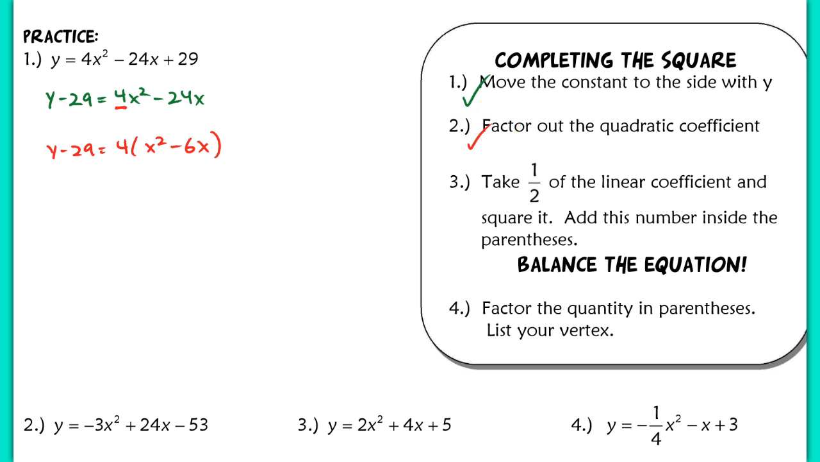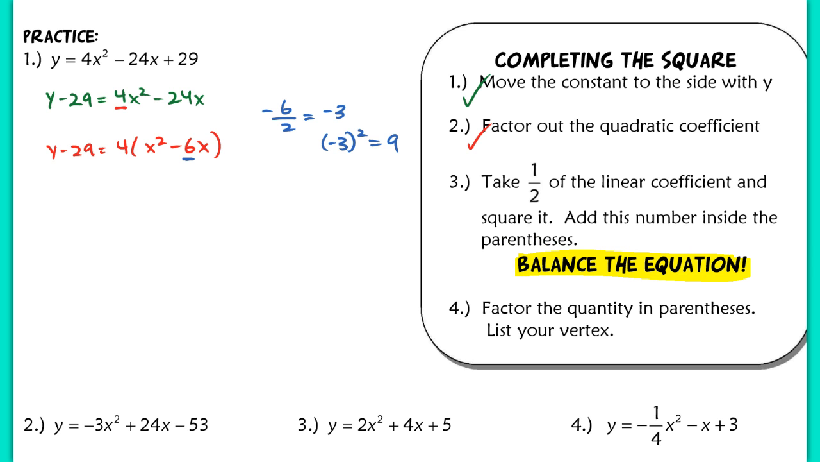Now step 3 says to take half of my linear coefficient, half of 6. So I'm going to, off to the side, do that work. Half of 6 is -3. And then I'm going to square that number. So -3 squared gives me 9. I'm going to add that inside the parentheses, but I'm also going to make sure that I balance the equation.